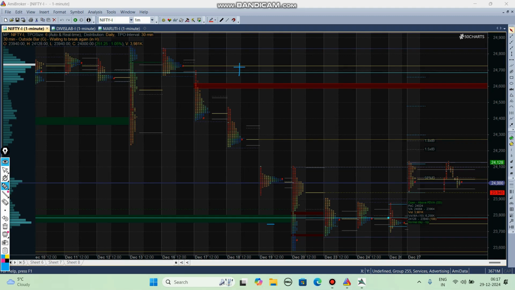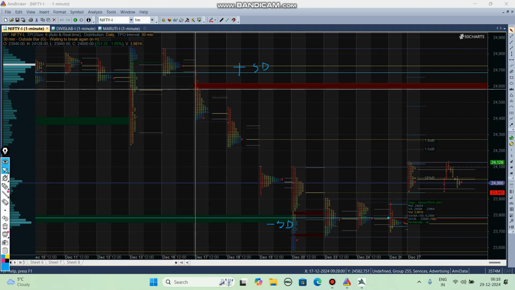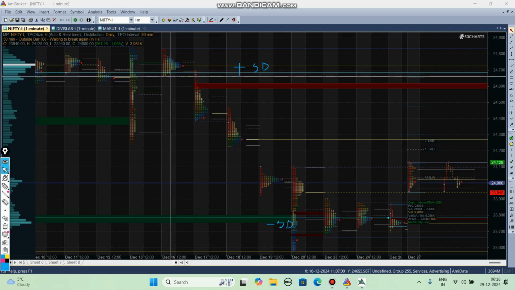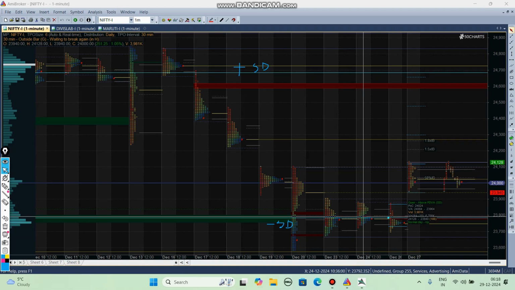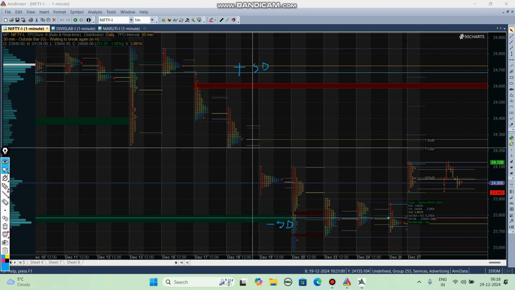So why are these standard deviation levels important? Standard deviation levels act as support and resistance for short-term positional and intraday players. This is very important because if everyone knows the standard deviation, they can enter and exit. They know the entry and exit points, and they can fix the target also in short term and positional.